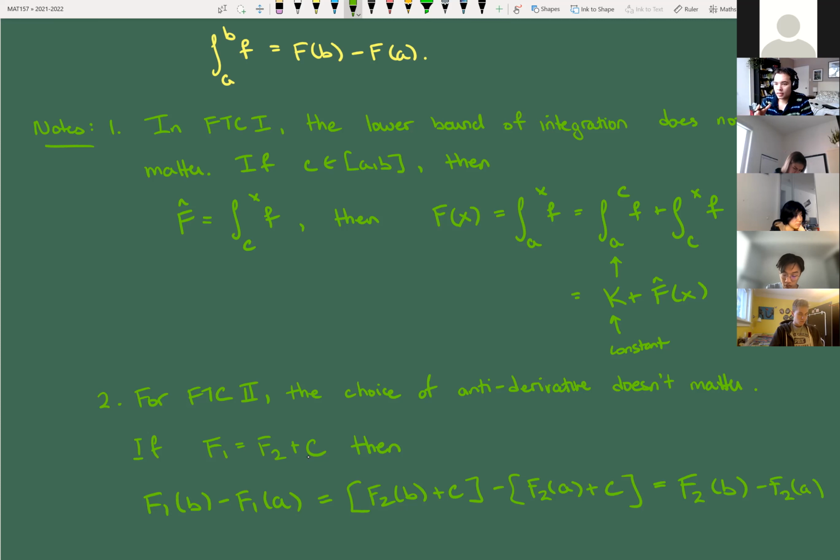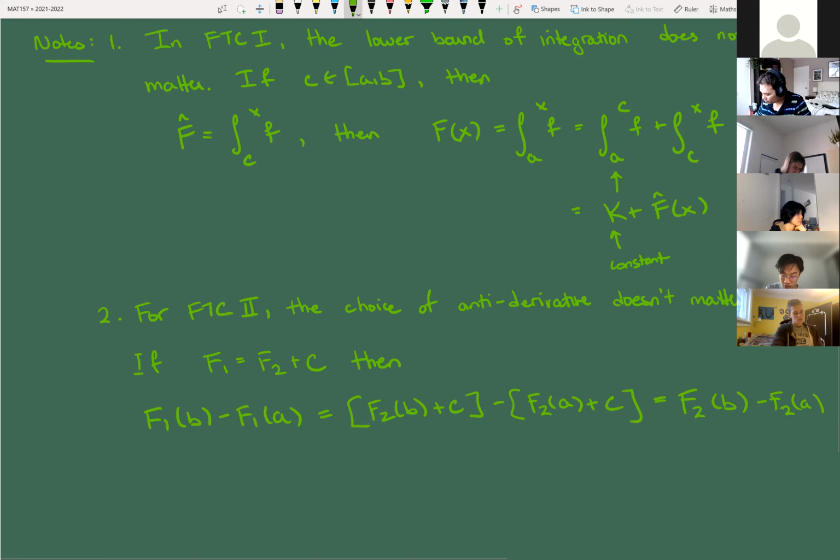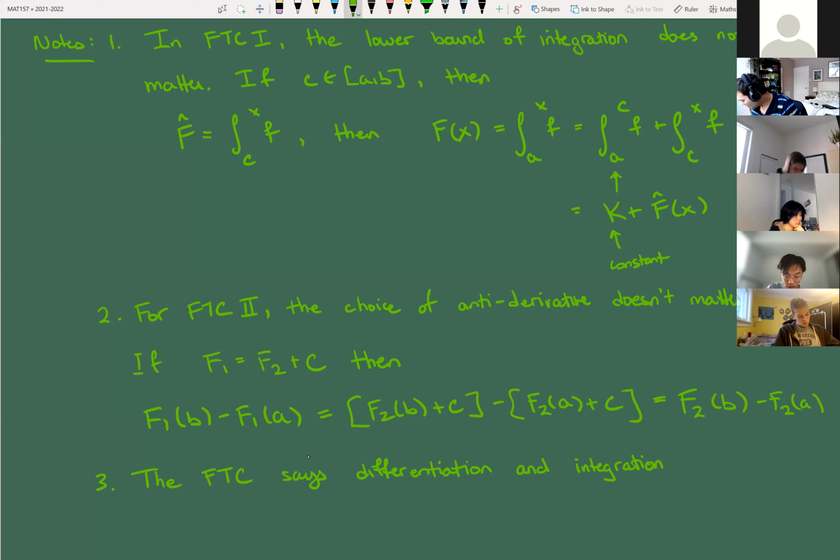But basically what this says is, in some sense, maybe we can write this as a note. The FTC says that integration and differentiation are effectively inverses of each other. It's not quite, but they're very close. Right, so the FTC says differentiation and integration are morally inverses.